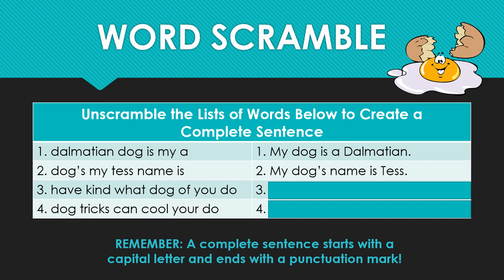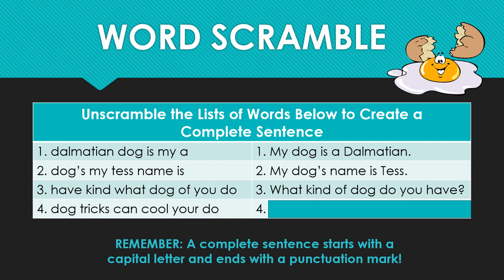The third list of words says have, kind, what, dog, of, you, do. If we unscramble that, we might form a question. What kind of dog do you have? The beginning of our sentence, of course, gets a capital letter because every start of the sentence gets a capital. There are no proper nouns or months, the letter I, titles, and we already capitalized the start of our sentence. This is a question, so we end it with a question mark.